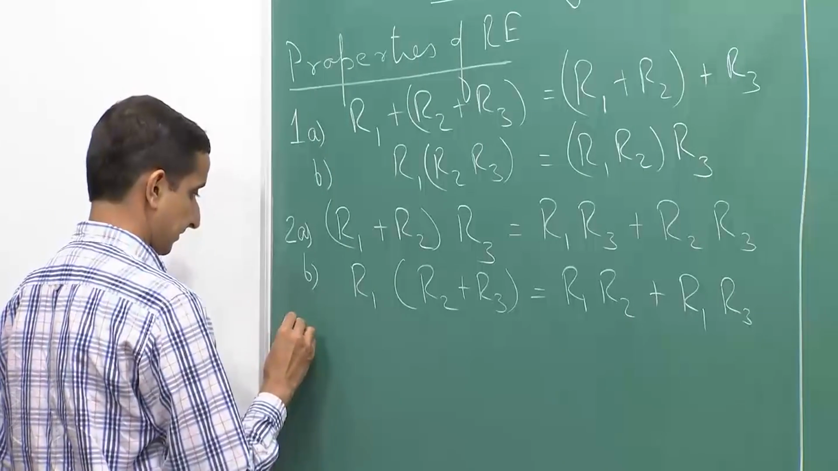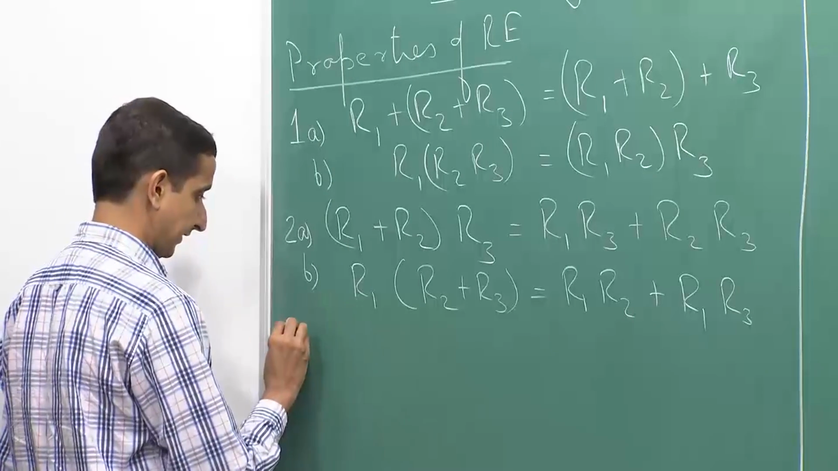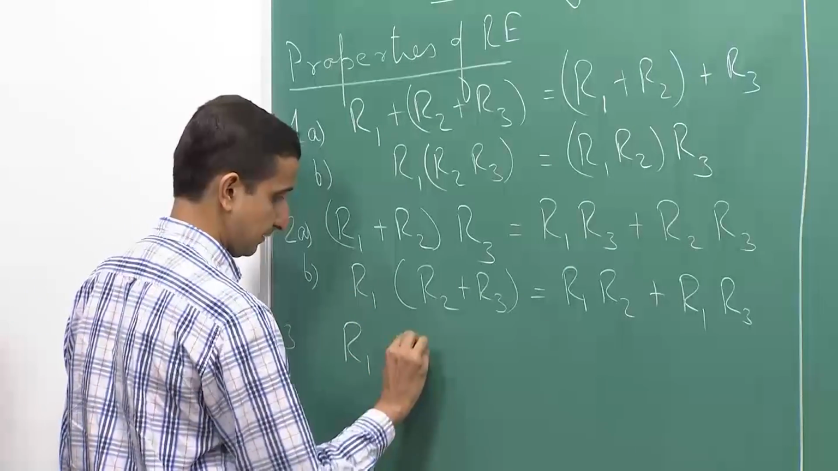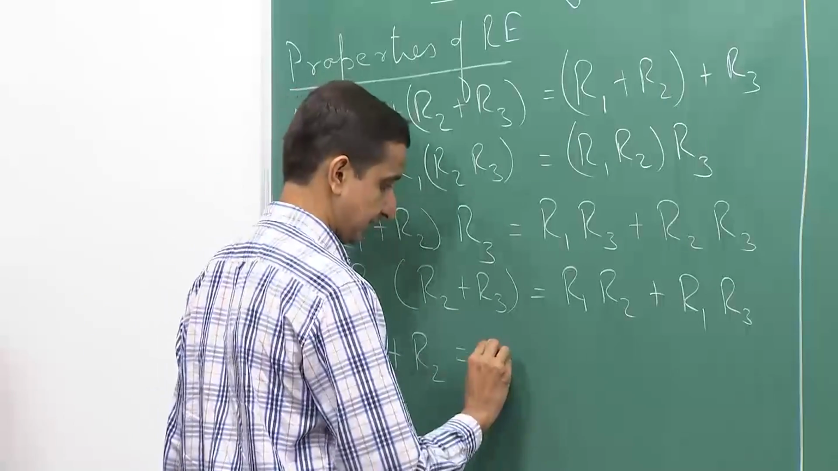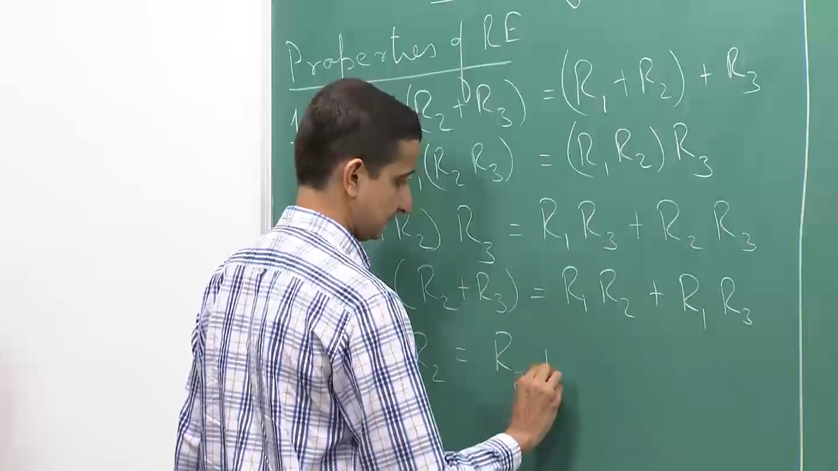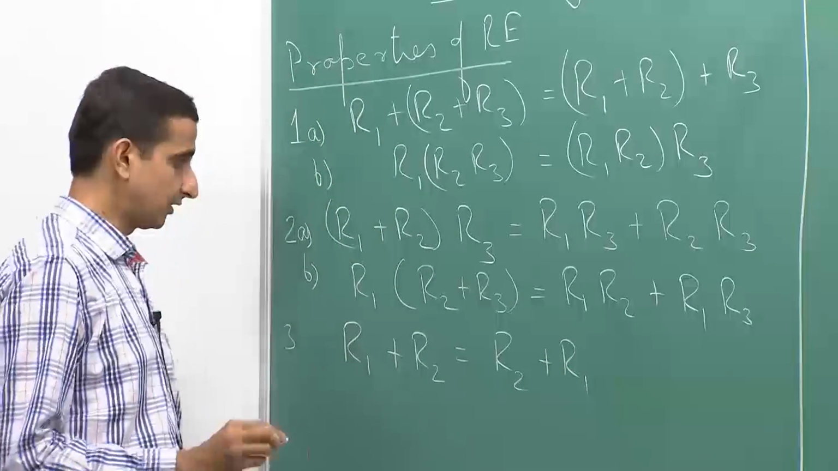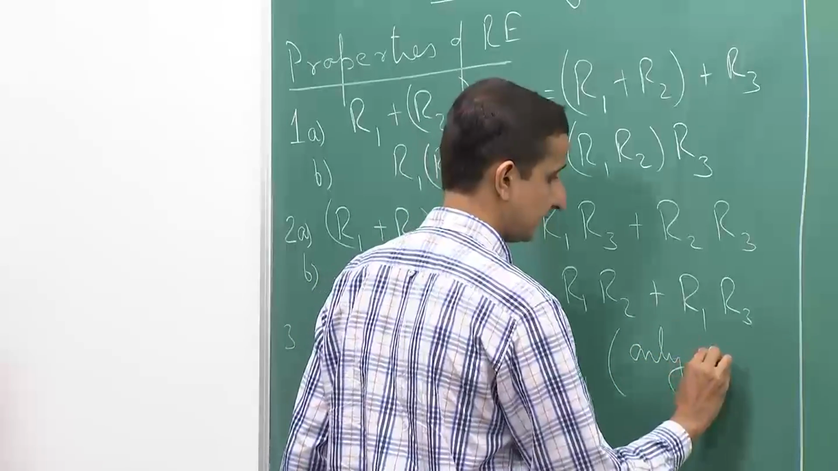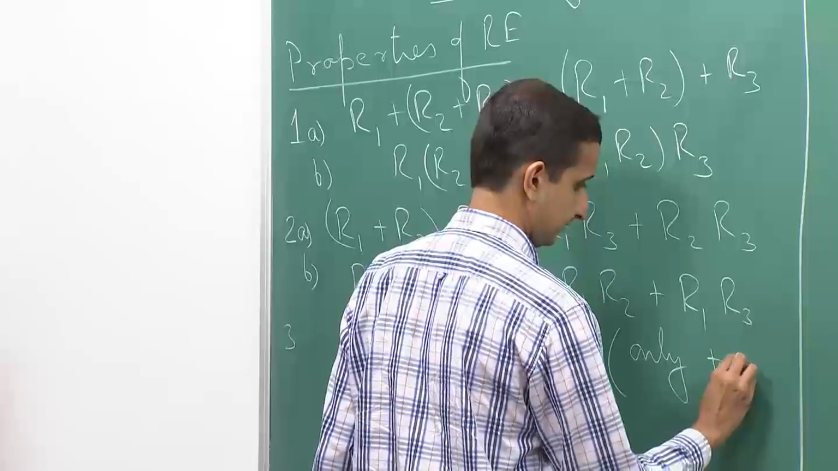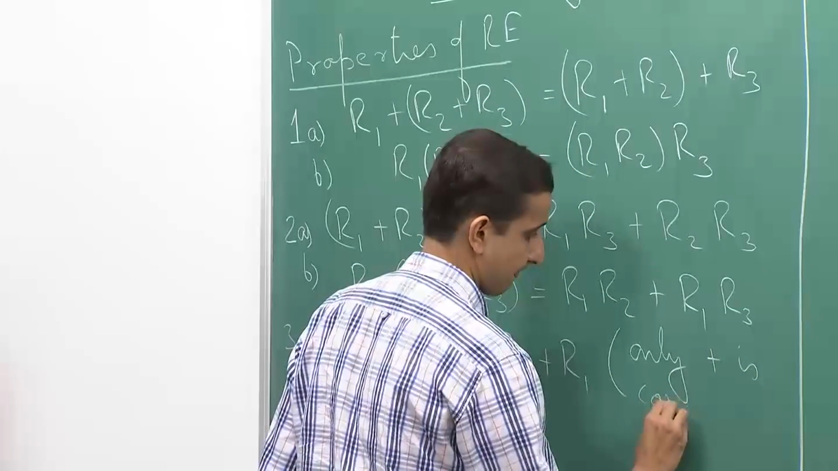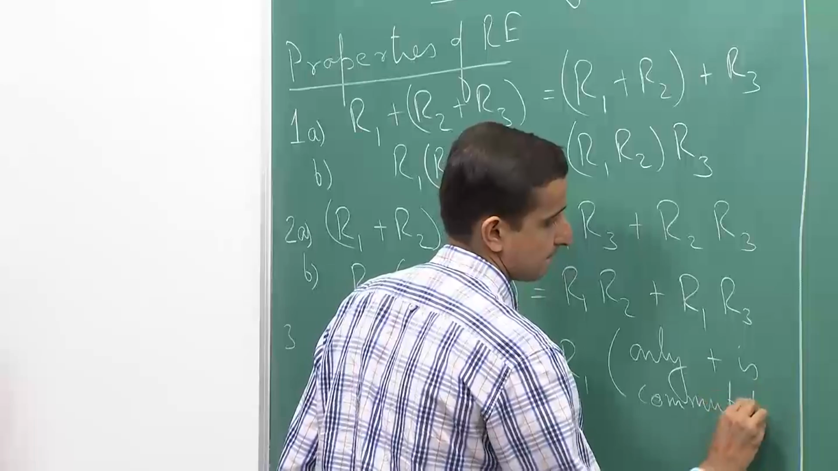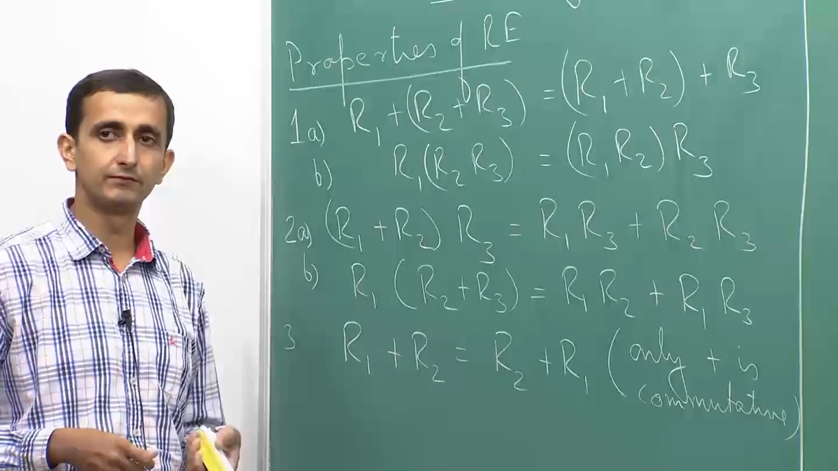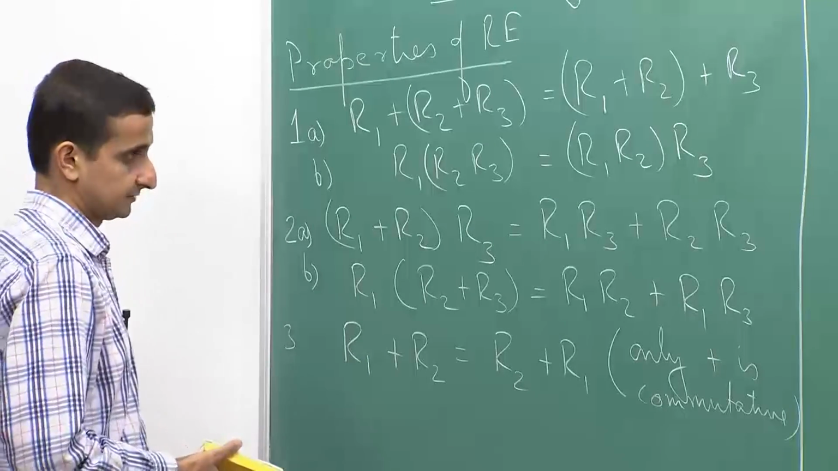We have commutativity of the plus operator only. If we have R1 plus R2, this is the same as R2 plus R1, and what is important here is that only the plus operator is commutative. The concatenation operator is not commutative in the case of regular expressions.